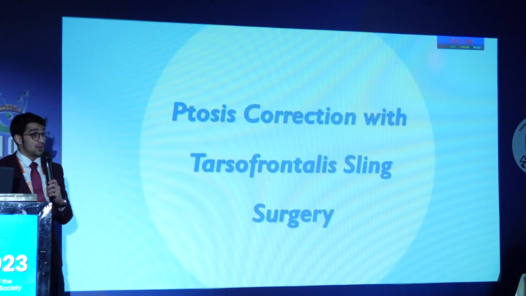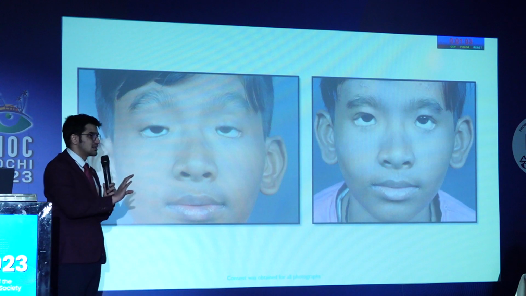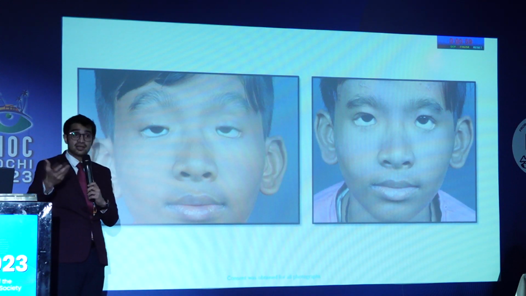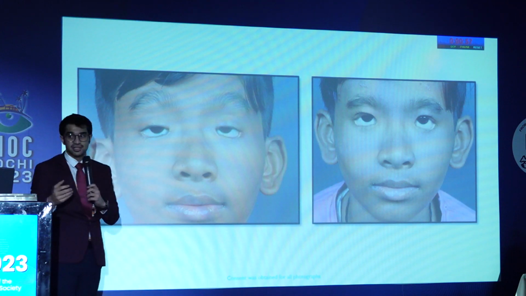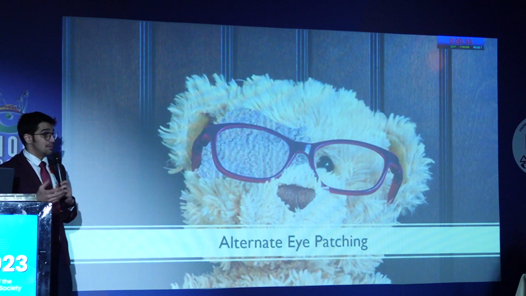So in this case, we went ahead with ptosis correction using a tarsofrontalis sling. Now remember, the parents weren't really concerned about cosmesis, so we can defer a canthoplasty for correction of the other cardinal features for a later stage. However, this child does require alternate eye patching for amblyopia management.